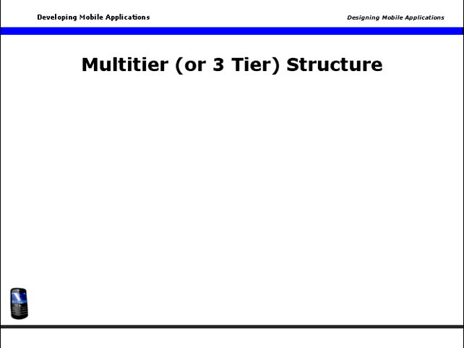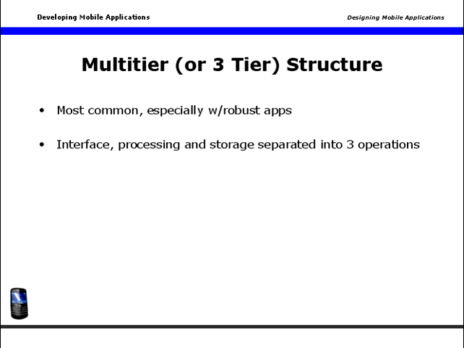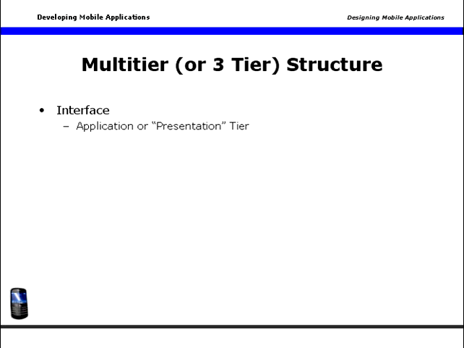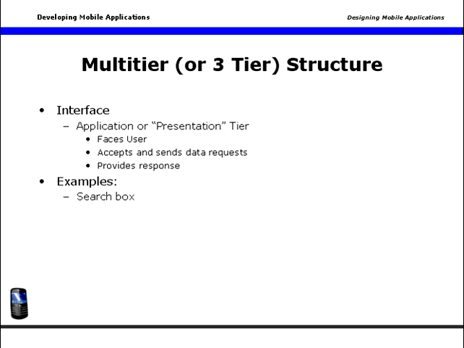We will mainly encounter some form of multi-tier or three-tier structures, which are the most common, especially with robust apps, and in which data handling is separated into three operations, often at three locations: interface, processing, and storage. The interface, or the application or presentation tier, faces the user and accepts data requests from the user and sends them to the processing tier. It also provides a response to the user interface. Examples include pretty much any user-facing interface that involves a data transaction, such as a search box, a game interface, or an email or SMS interface.